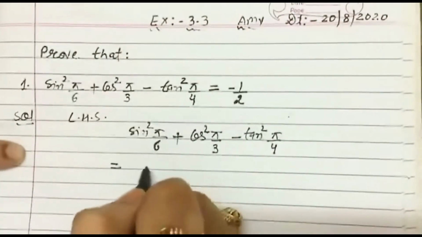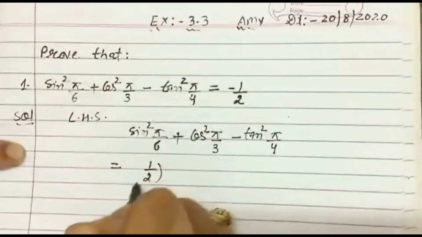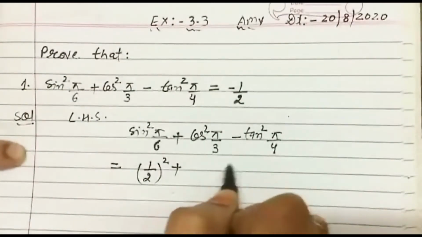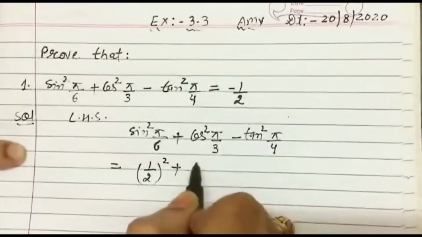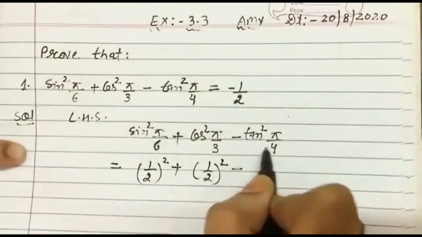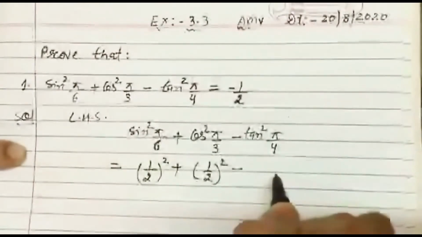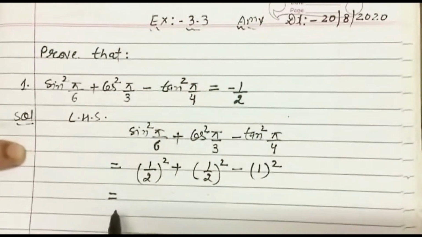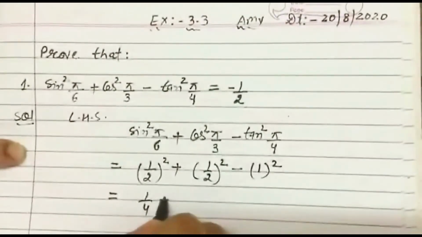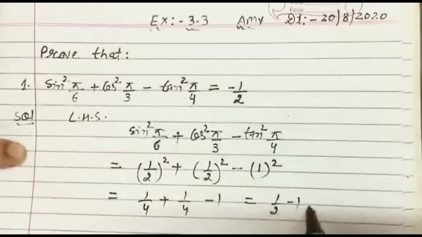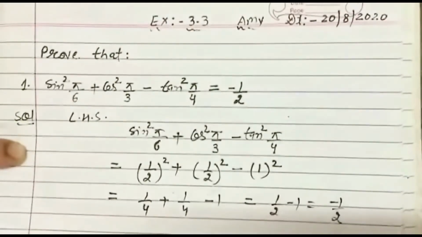So the value of sin π/6 is (1/2)², plus cos π/3, which means cos 60 degrees. So the value of cos π/3 is also (1/2)², minus tan π/4, which means tan 45 degrees. It's 1, so 1 squared. Students, you learn all the values in radians and degrees. So 1/4 plus 1/4, and it's a minus 1. It gives 1/2 minus 1.